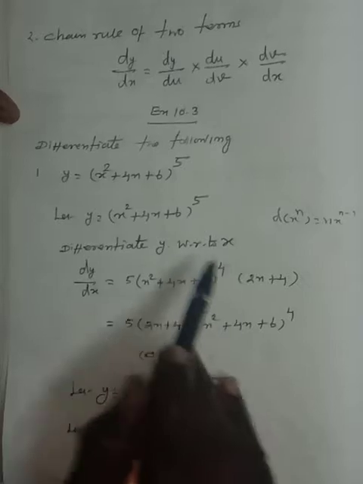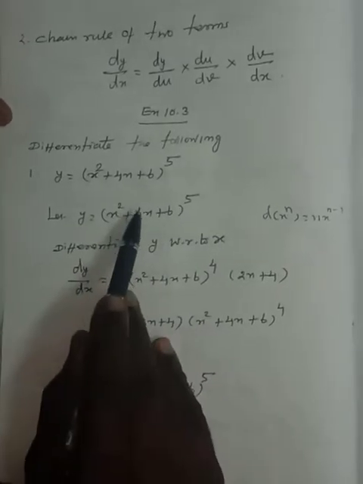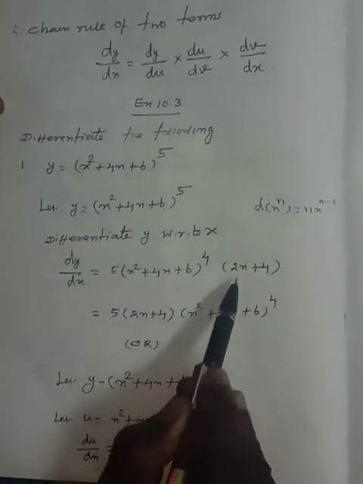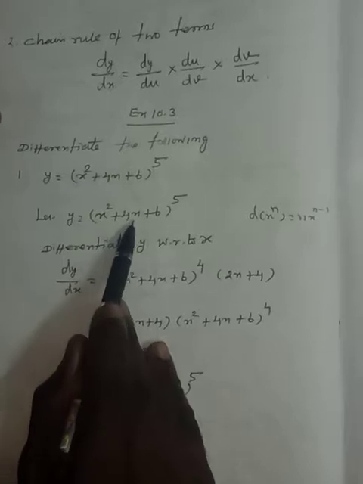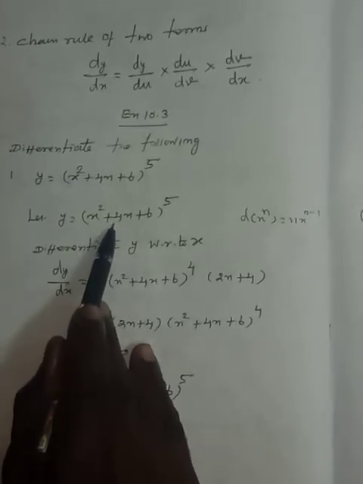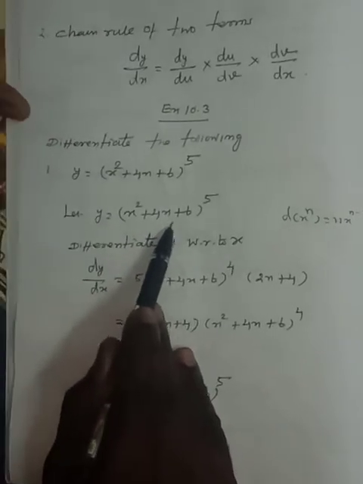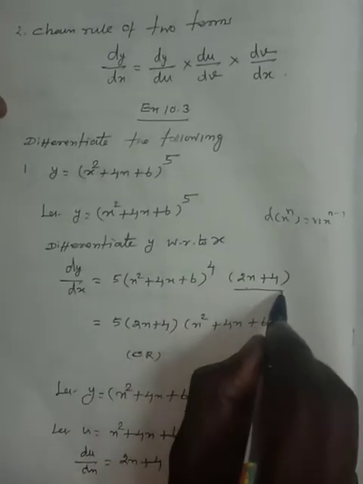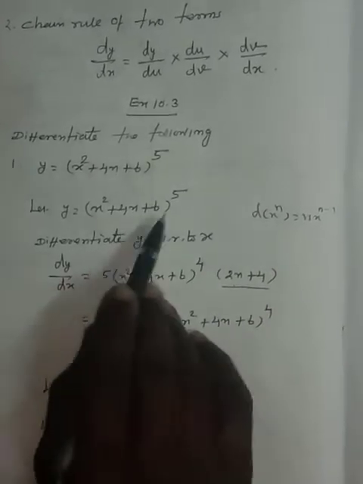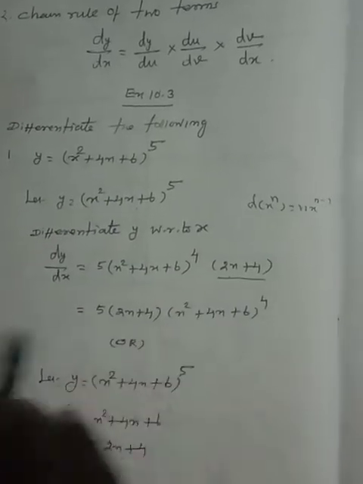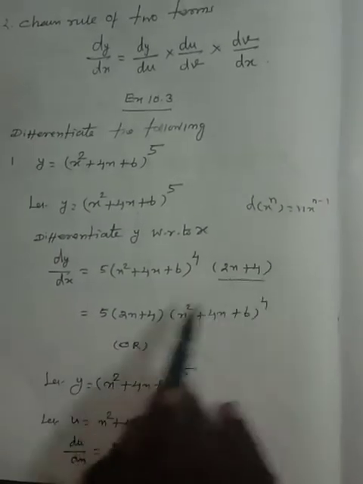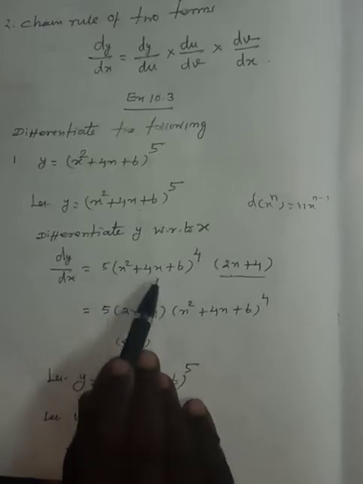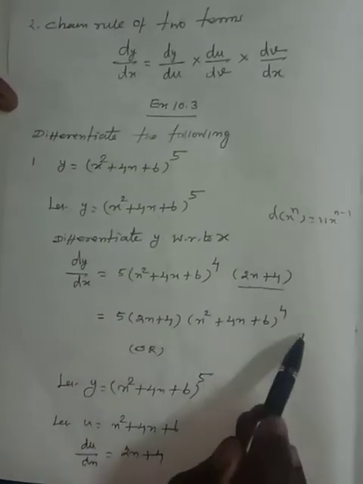again differentiate with respect to x in the bracket. So x square differentiation is 2x, 4x differentiated with respect to x is 4 into 1, so 4. So 2x plus 4 is the differentiation of the bracket. Okay, now 5 into (2x plus 4) into (x square plus 4x plus 6) whole to the power of 4 is the answer.